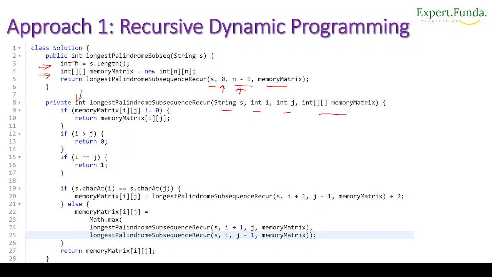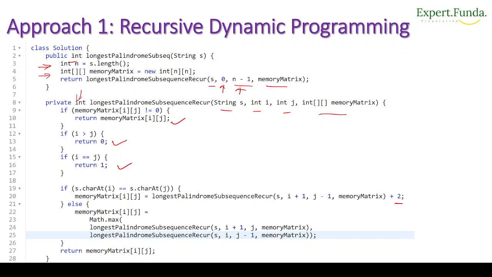First, if the memory matrix entry is not equal to 0, we return from here only. If i is greater than j, we return 0. If i equals j, we return 1. If both characters at i and j are the same, then we have a chance of making 2 plus.